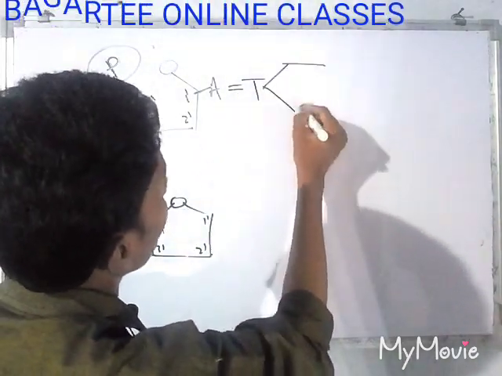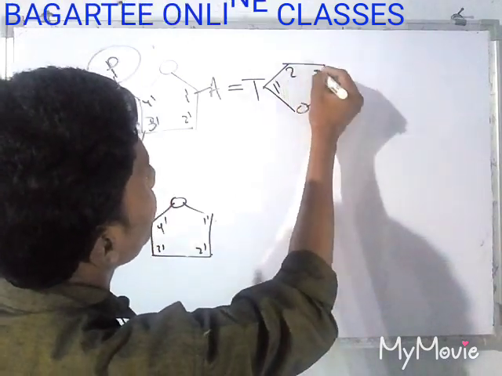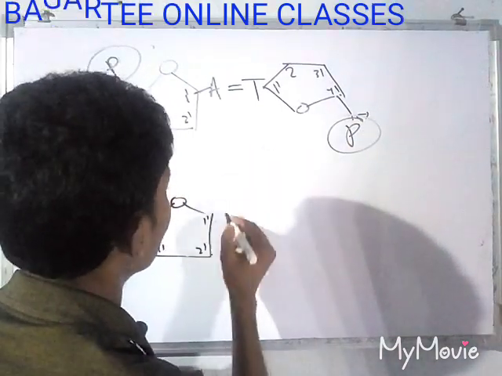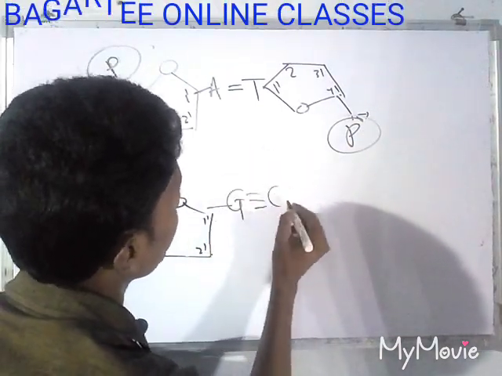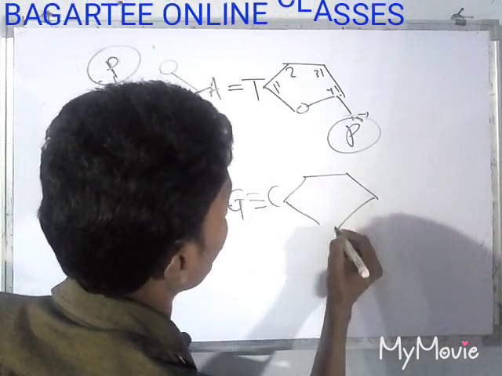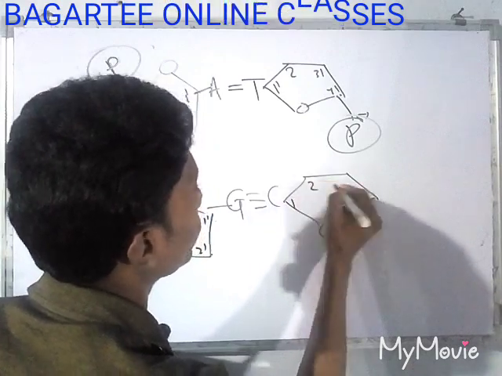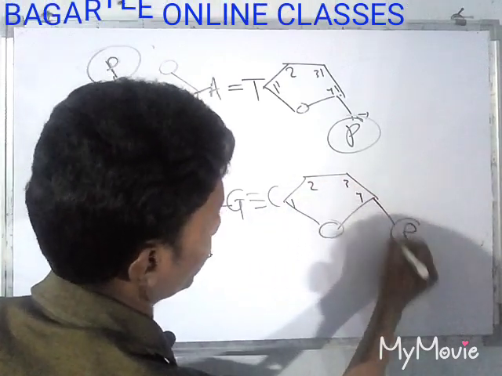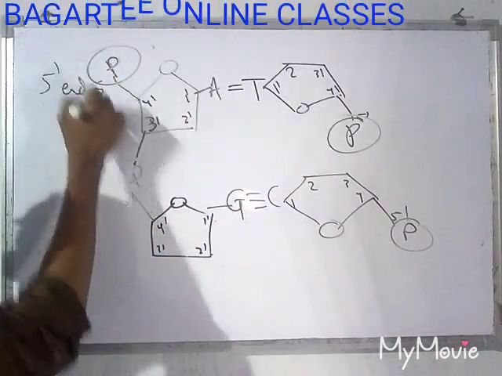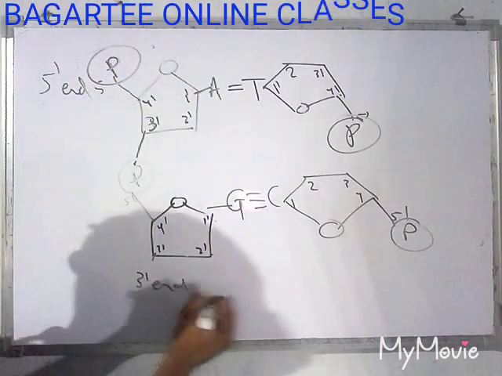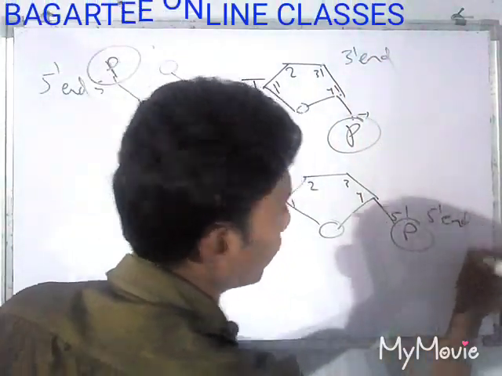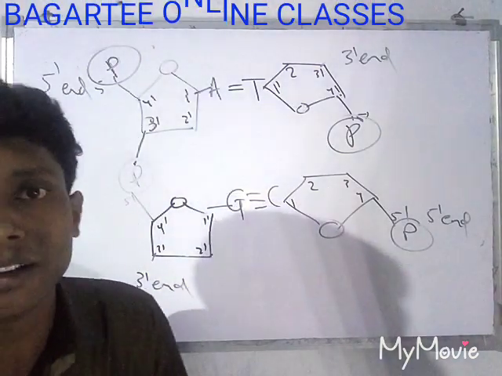Here you can see the phosphate group. Let us consider there is G here and C another. Here is the 5 phosphate group. So here this is the 5 prime end, this is the 3 prime end, here it is the 3 prime end, and here it is the 5 prime end. So the two strands are running anti-parallel to each other.